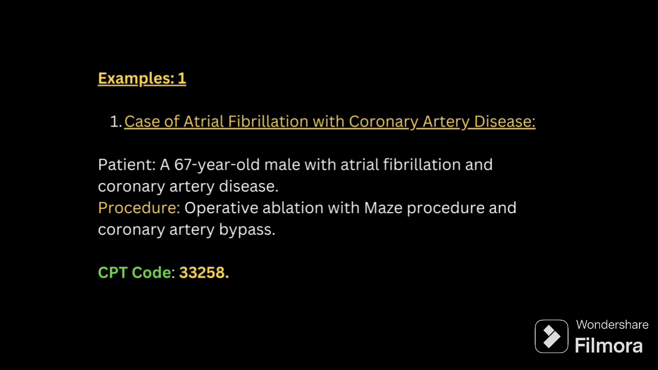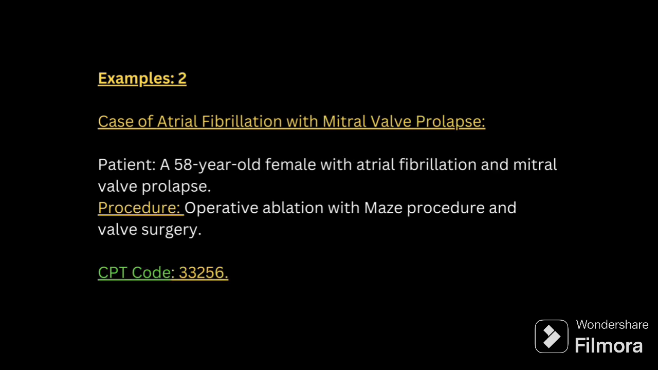A 67-year-old male with atrial fibrillation and coronary artery disease. Procedure done here is operative ablation with maze procedure and coronary artery bypass. So the CPT code given here is 33258. And second example, a 58-year-old female with atrial fibrillation and mitral valve prolapse. Here the procedure is operative ablation with maze procedure and valve surgery. We are giving 33256.